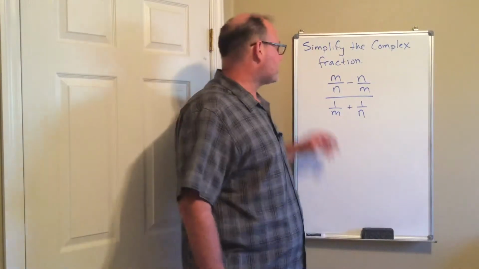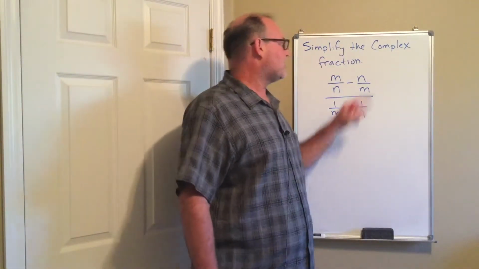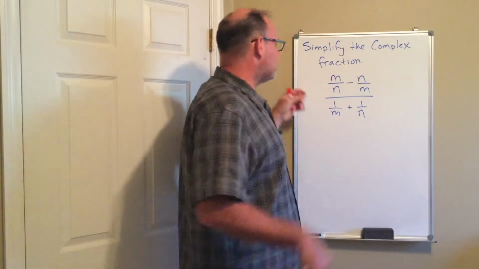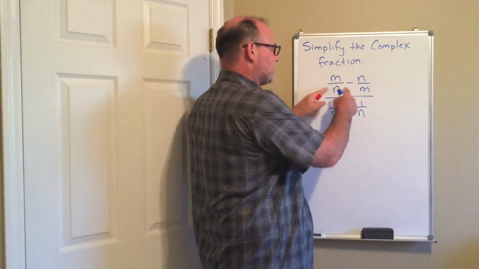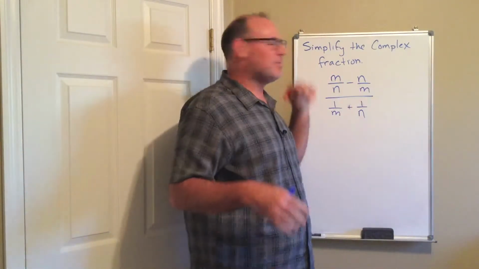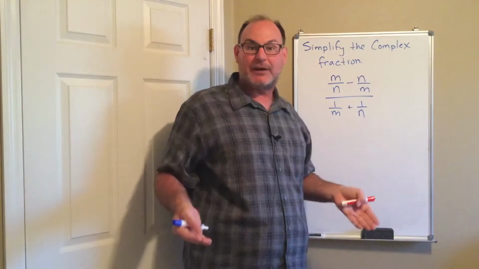This is an example of what's called a complex fraction. Now don't let the word complex fool you. It doesn't mean that it's overly complicated. It just means that I have little fractions inside of a bigger fraction. And the process that we're going to use to simplify this is called clearing the fractions.